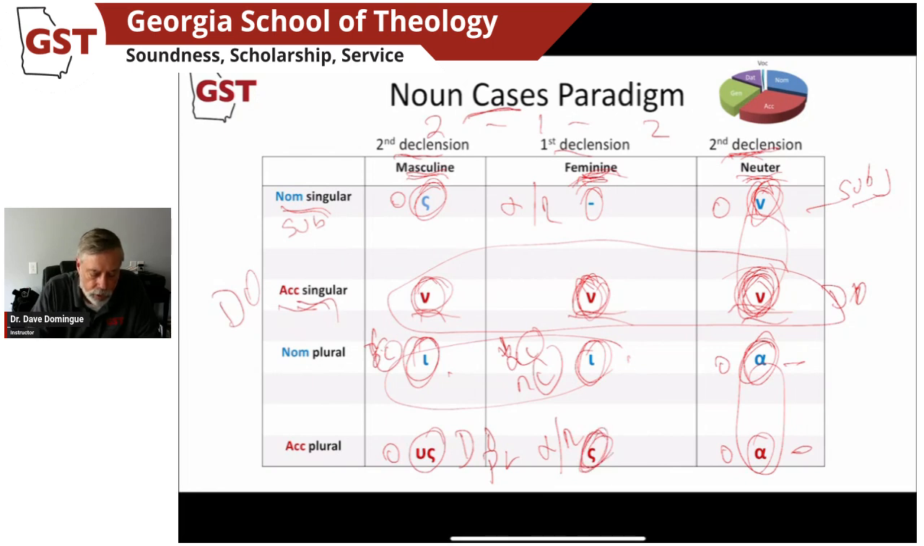Now, how do you know the difference between this sigma and this sigma? Well, one's blue and one's red. Not really, okay? You know that's not going to work. Well, look at the connecting vowel. That is a second declension masculine word. Or it could be a second declension neuter word, but with this sigma, you know it's not neuter. It must be masculine, right?